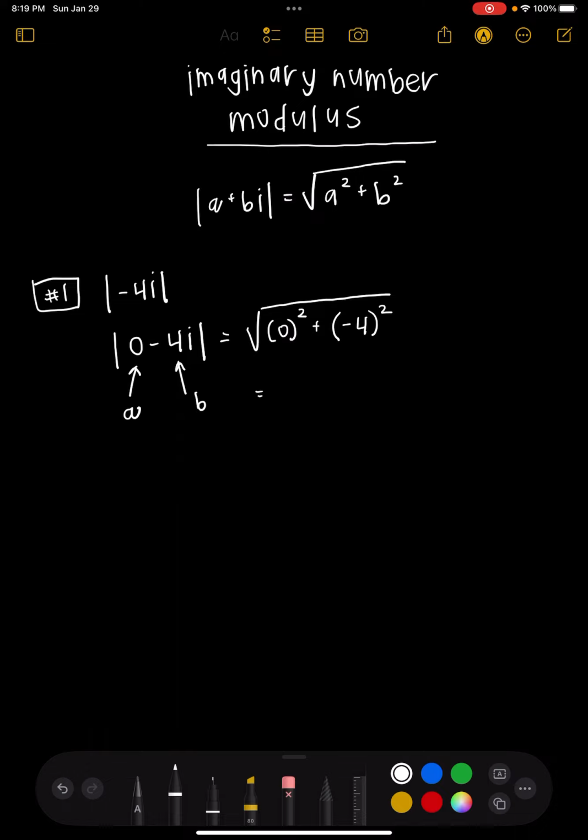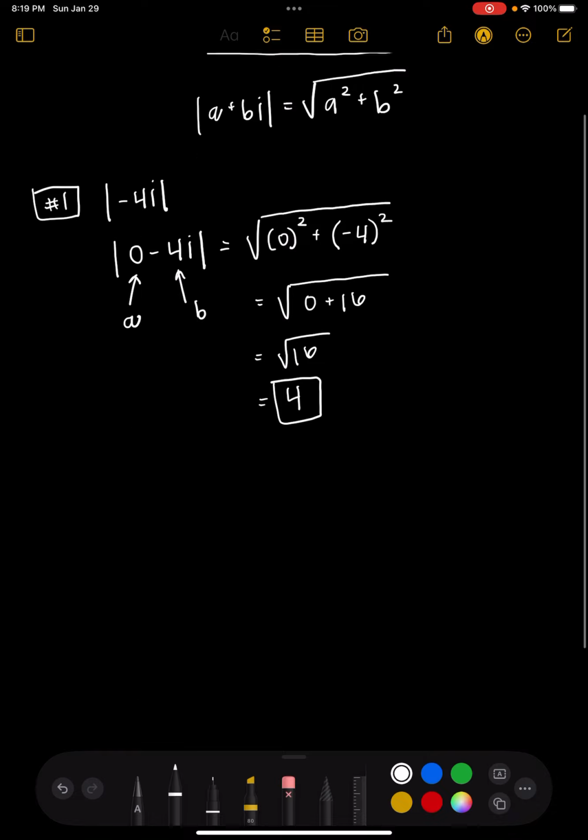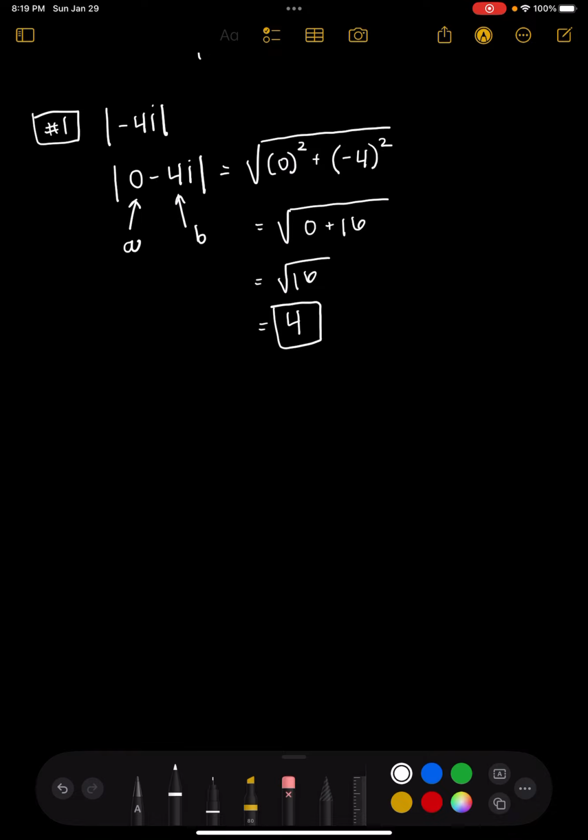Now I'm going to simplify that. So I have the square root of 0 squared. Well, 0 squared is 0. And then negative 4 squared gives me 16, which gives me the square root of 16. Now the square root of 16, good news, I know that that's 4. So my final answer, the absolute value of negative 4i is 4, which means, like I said, that 4 is the distance between the origin on the graph and the point on the graph, which again, we're going to talk about in the next video.